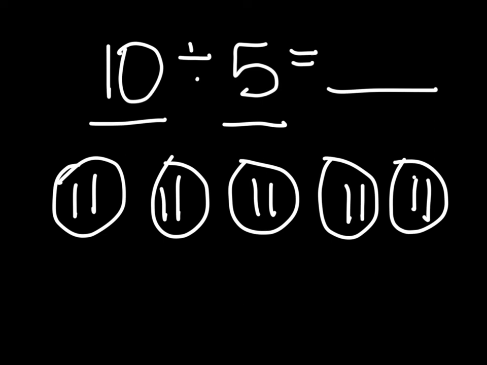I would just keep counting until I stopped. I stopped at 10 and that gave me equal groups. So if I gave 5 kids candy and I only had 10 pieces of candy, each kid would get 2 pieces. So my quotient in this problem is 2.